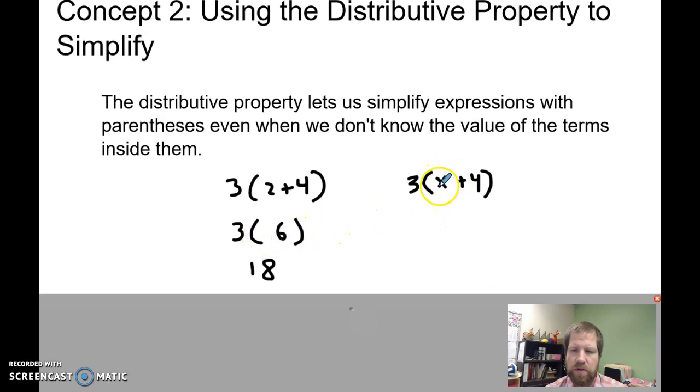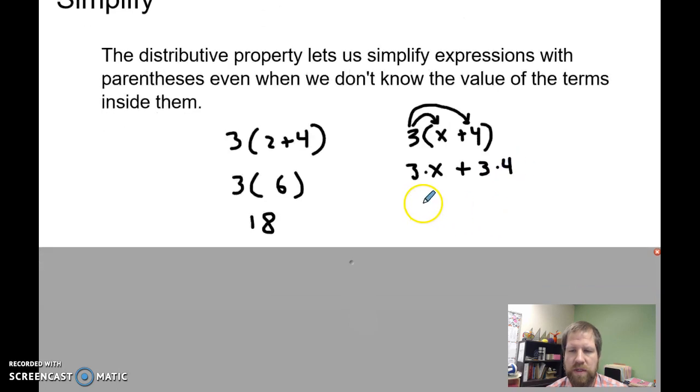But when we have a variable inside our parentheses, we can't combine those terms, right? We can't add 4 and x because we don't know what x is. So we're going to use the distributive property, which says that we're going to take this number we're multiplying, and we're going to multiply it by each term. So we multiply 3 times x, and then we add it to 3 times 4. We simplify those to 3x plus 12. And that's how we're going to use the distributive property to simplify.